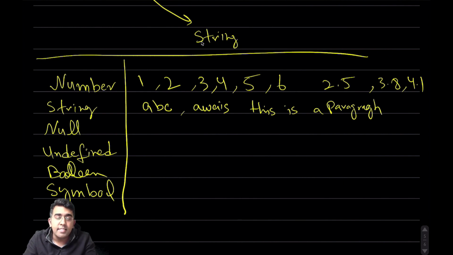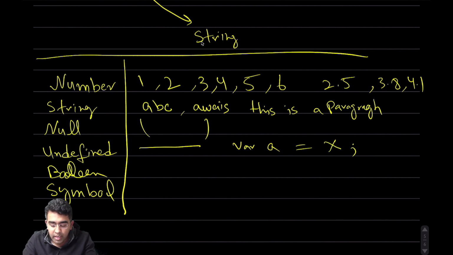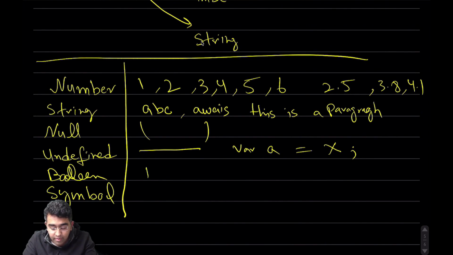So we need these data types to store information in the memory. A null, what is a null? A null is just an empty variable. So null has a value, but which is empty, it's nothing. The undefined means that a variable, let's just say var, was defined, but it was undefined, so there was no value stored in that. A boolean is very important, which can be true or false.